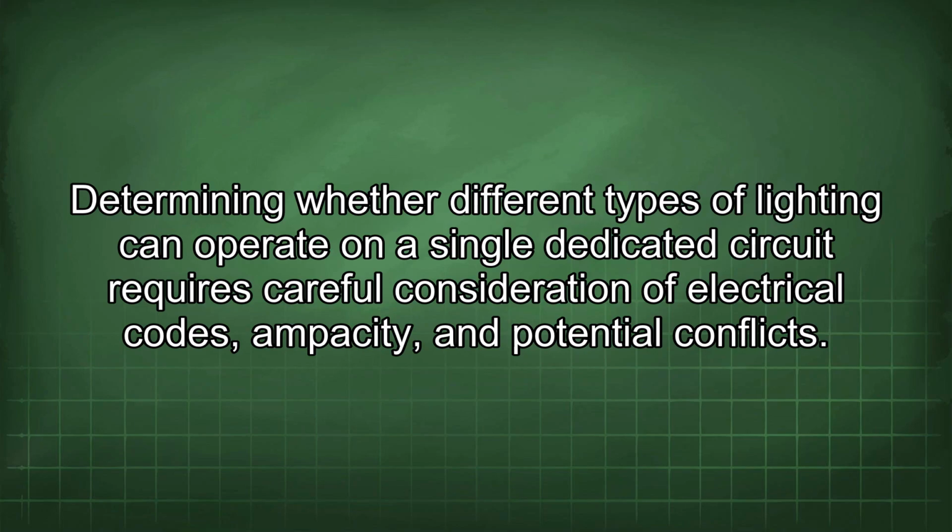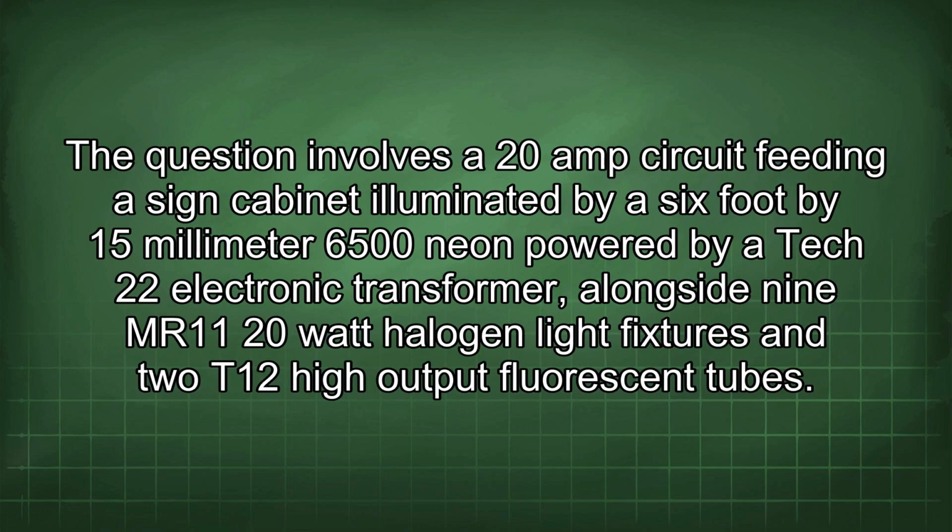Determining whether different types of lighting can operate on a single dedicated circuit requires careful consideration of electrical codes, ampacity, and potential conflicts. The question involves a 20-amp circuit feeding a sign cabinet illuminated by a 6-foot by 15mm 6500 neon powered by a TEC22 electronic transformer, alongside 9 relevant 20-watt halogen light fixtures and 2 T12 high-output fluorescent tubes.